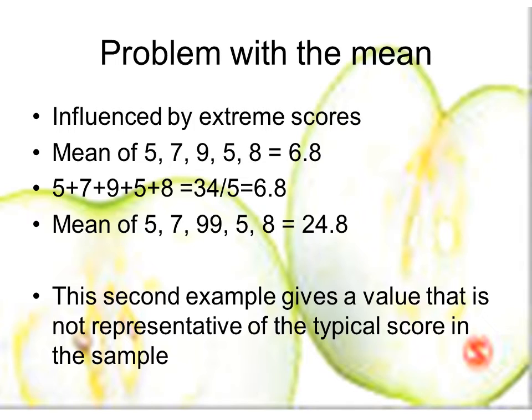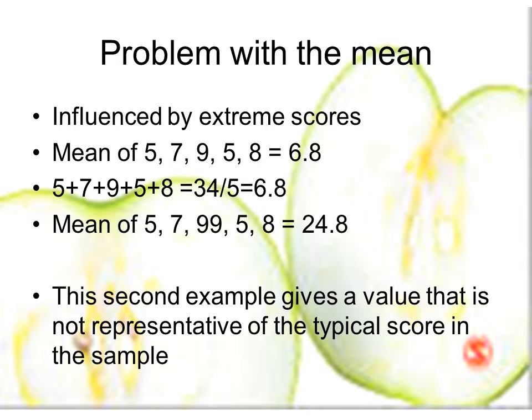Now, the problem that we're going to see with using the mean is that the mean can be influenced by extreme scores. So if we look at the mean of 5, 7, 9, 5, and 8 being 6.8, as we had seen on the previous PowerPoint, we total those up, divide by 5, and we get 6.8. However, if we throw one kind of crazy score in there, such as 99, so we would have 5, 7, 99, 5, and 8, you can see the difference in that average.